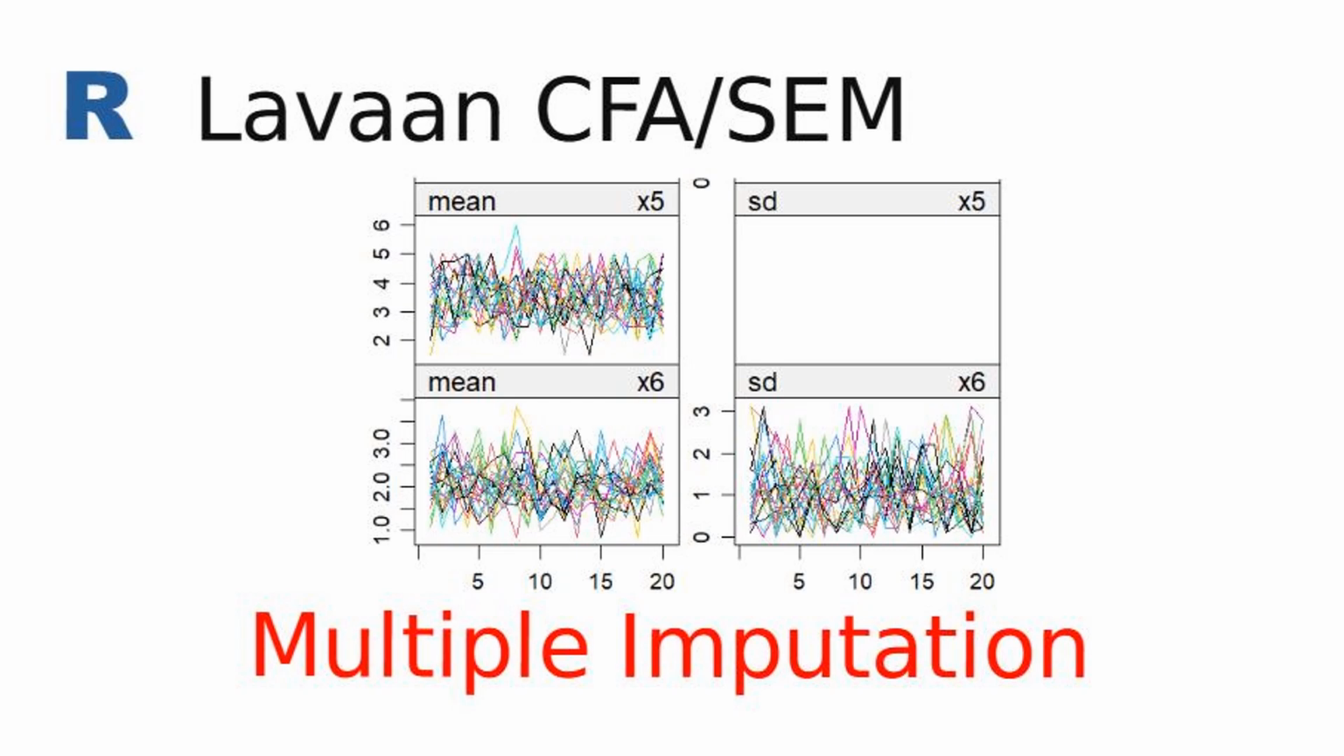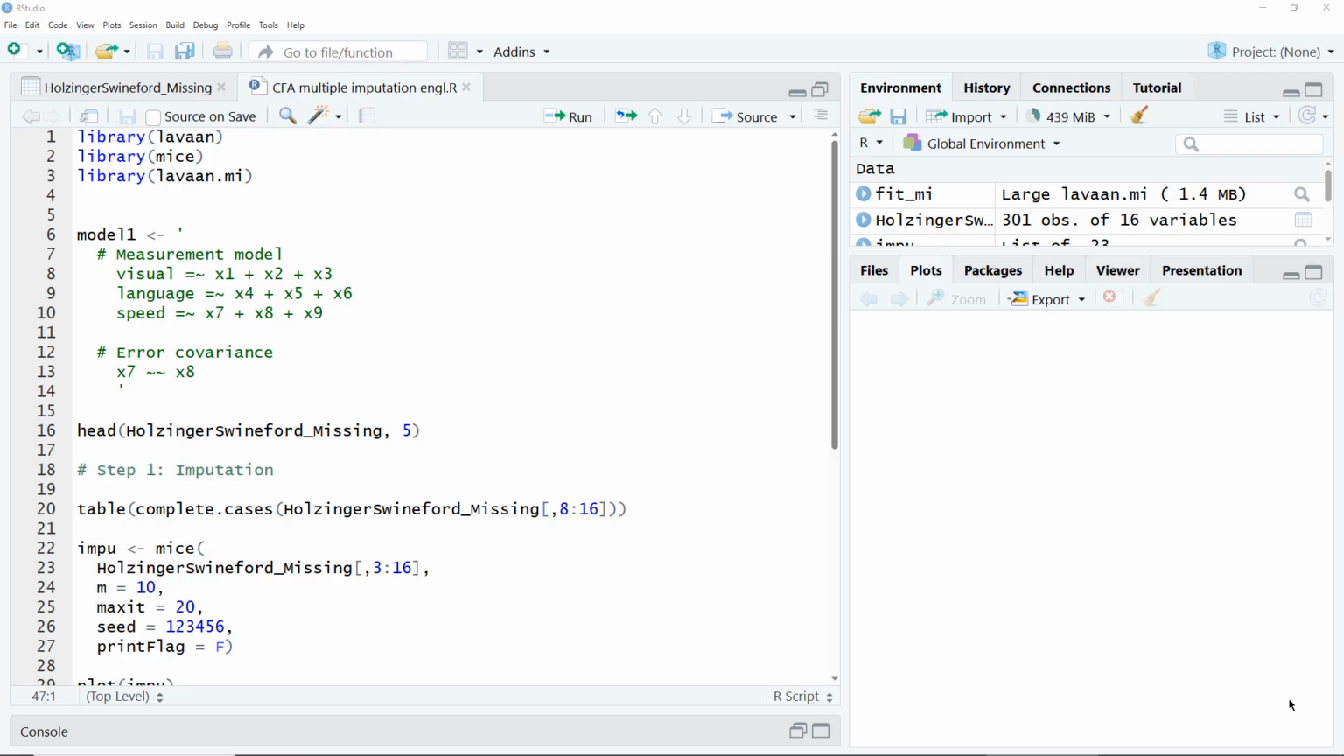In this video I'll show you how you can use multiple imputation for missing data with your lavaan model in R, with a CFA or a path model or full structural equation model SEM. The example I will be using will be a CFA, but you can use the same workflow for full SEM or for path model too.